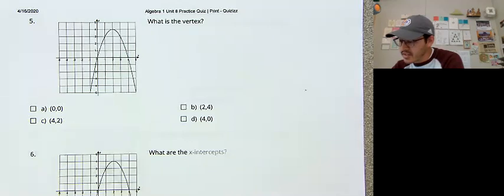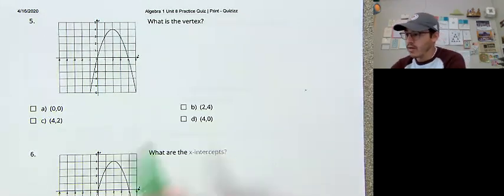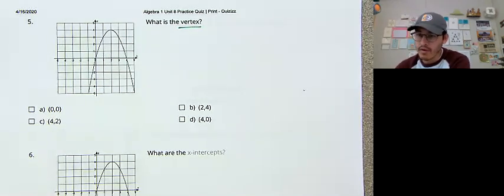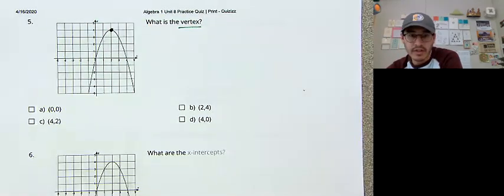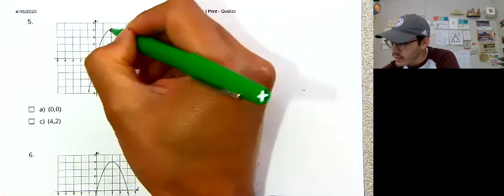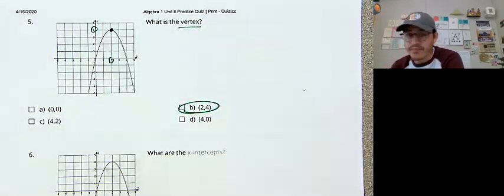So questions 5, 6, and 7 are kind of like testing your ability to identify certain parts within the graph itself. So question 5, we want to find the vertex. Remember, that's either going to be where the graph bottoms out or where it peaks. And so we can just label it there. And then you can see that the x coordinate is 2 and the y coordinate is 4. Okay, so 2, 4.